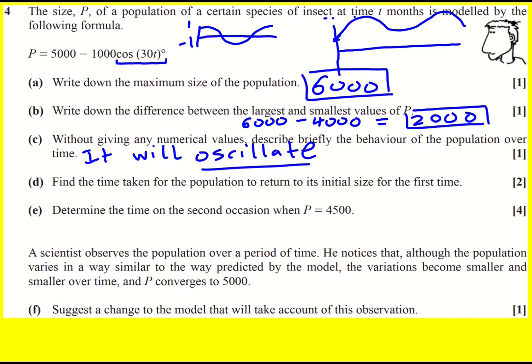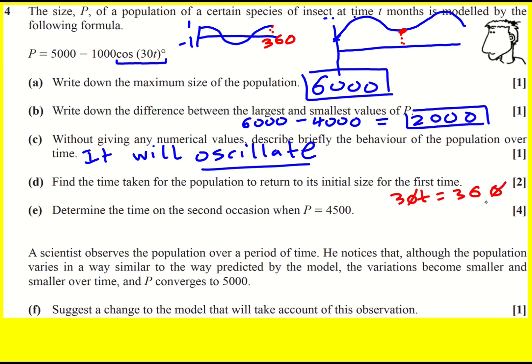The time taken for the population to return to its initial size for the first time. So it's going to be at this bottom bit here. At time 0, it's going to have its minimum point, and the next time is going to be here. Remember, cos hits 1 when t is 0, so it's when it hits 1 again, 360, but it's going to be when 30t is equal to 360. Because then this thing here will equal 360, and again, cos will be 1.